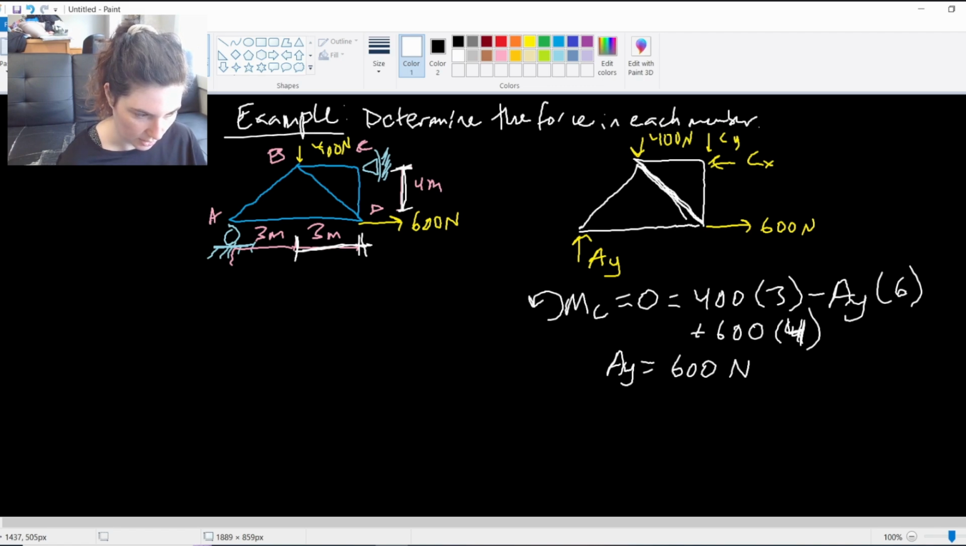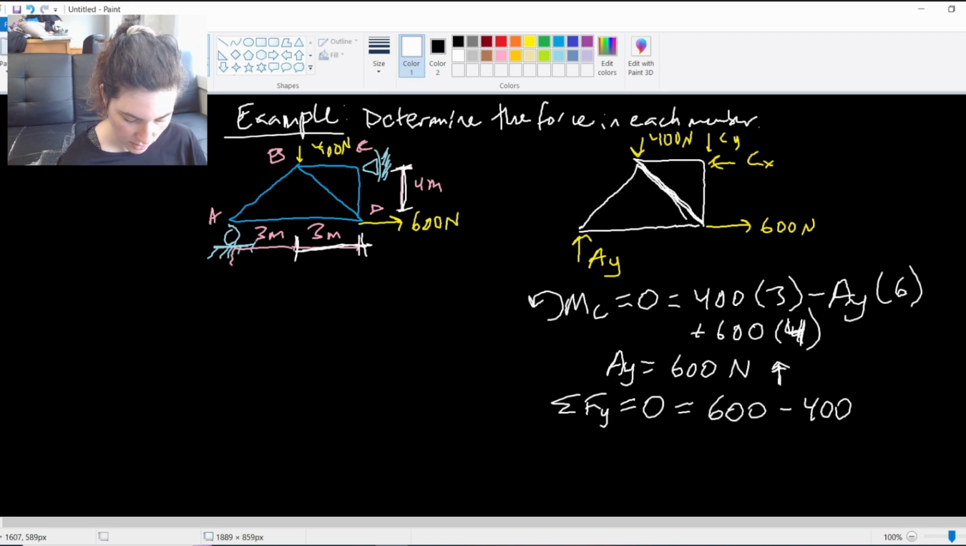So I punch the algebra into my calculator, and I get that my AY reaction is 600 newtons. I assumed correctly. It is going up. 600 newtons up. I'll go ahead and do my Y reactions. Since I just found what AY was, I know that AY is 600 minus the 400 applied Newton force minus CY. So pretty simple. I get CY is 200 newtons. And again, I assumed the correct direction. So it is pointing down.